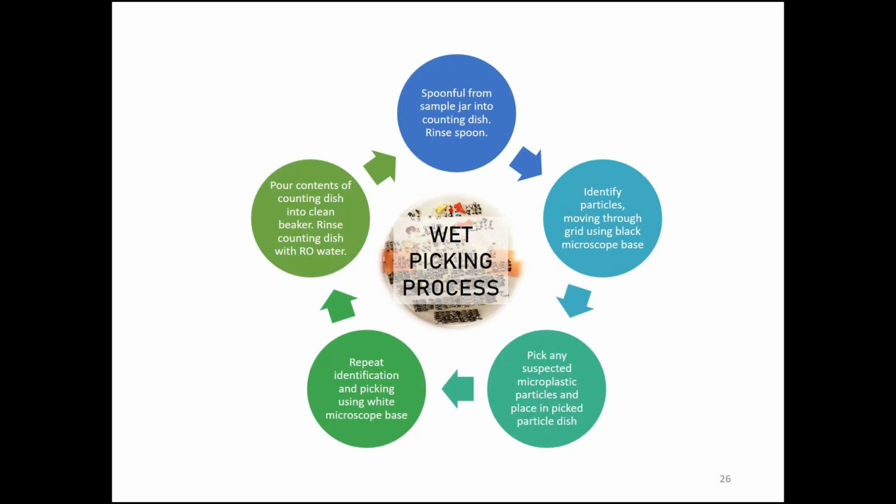We pick any suspected particles and place them in a particle dish. And then we repeat identification and picking using the white microscope base so that we can see the darker particles. And then when we're done, we pour the contents of that counting dish into a clean beaker. That now becomes waste, and we take a new spoonful. And we do that until the jar is empty. And then we switch to the next size fraction.